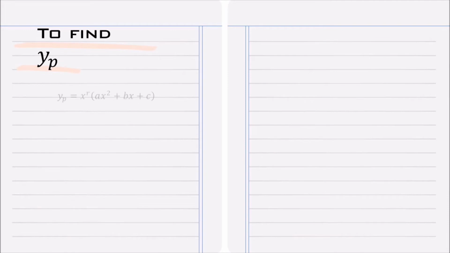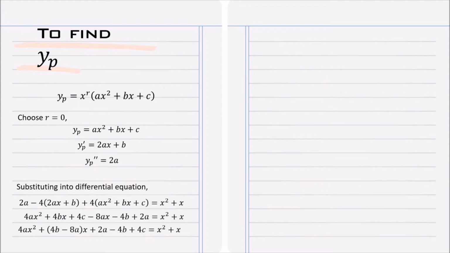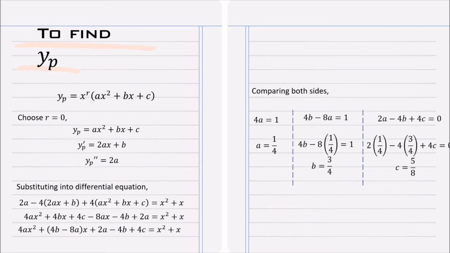Secondly, we need to find yp. That's yp equal to x to the power of r times (ax squared plus bx plus c). Choose r equal to 0, since there are no terms of yp the same as yc. Then differentiate yp twice, substituting the result of the differentiation and the value of yp into the differential equation. By comparing both sides, we get a equal to 1 over 4, b equal to 3 over 4, and c equal to 5 over 8. So yp equals 1 over 4 x squared plus 3 over 4 x plus 5 over 8.